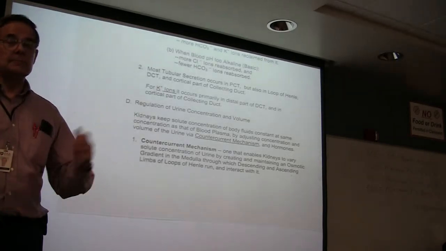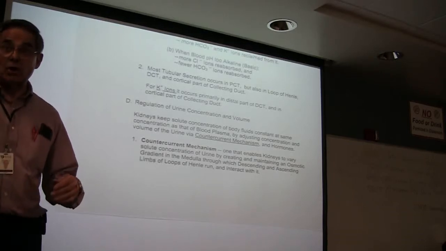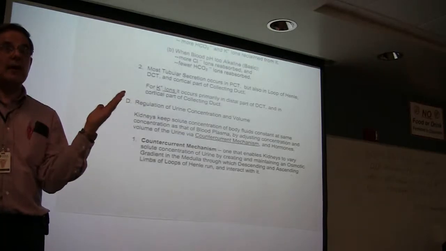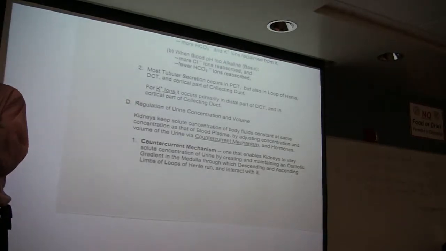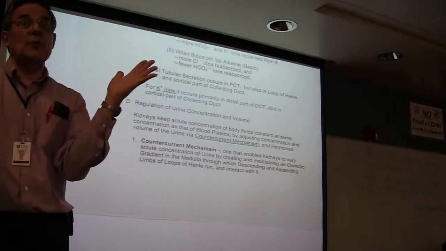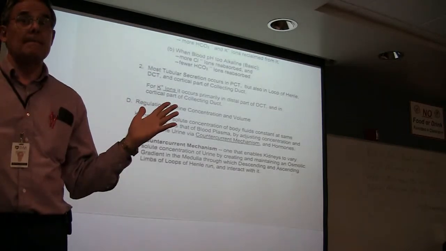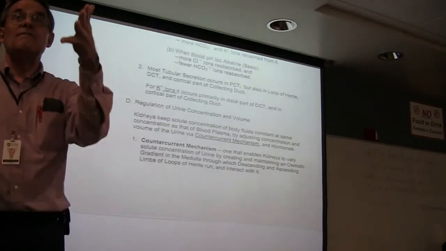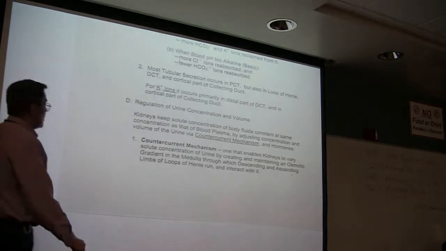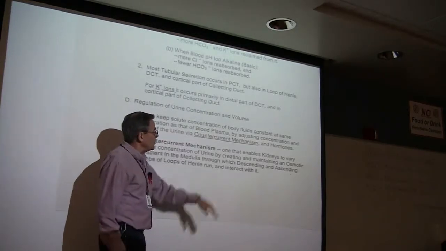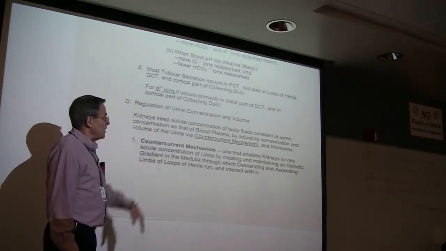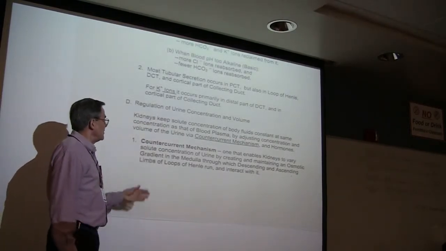Juxtamedullary, yes. They're the ones that have the very long loop of Henle, most of which is in the medulla. So again, we're talking about movement from the renal filtrate in the loop of Henle into blood capillaries that surround it. And what are those blood capillaries called in the medulla? The vasa recta. So the kidneys basically keep the solute concentration of body fluids at a fairly constant level, the same as that of the blood plasma, and they do this by adjusting the concentration of the urine.